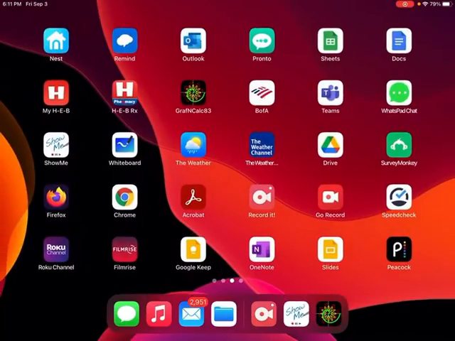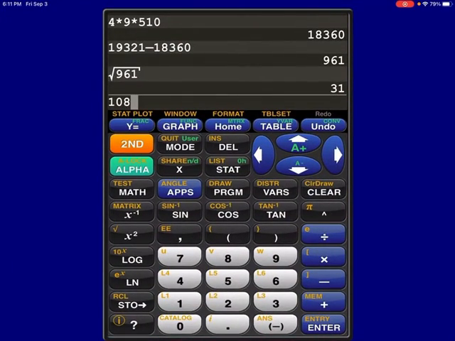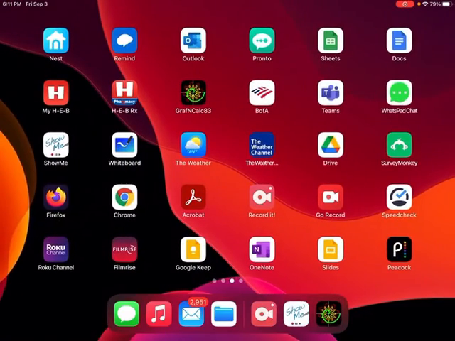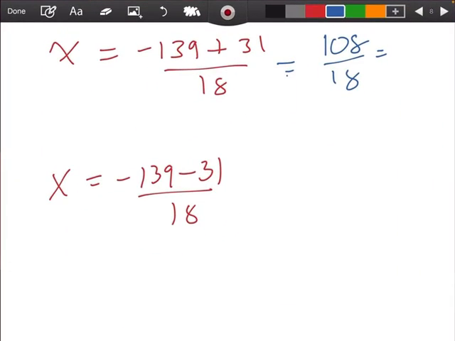We can divide that out. So 108 divided by 18 is 6. Okay, so this answer is, oops, that's a negative right there. Forgot that. So that's a negative 6.